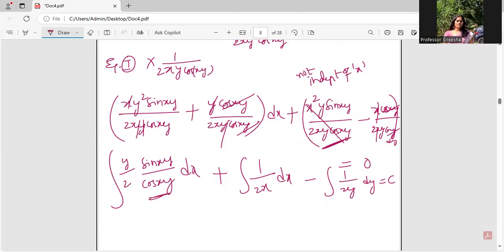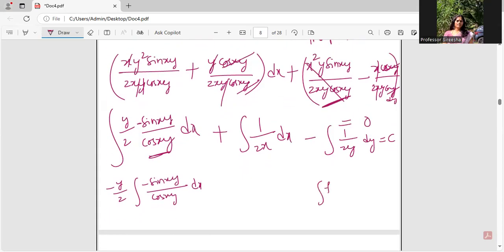This term is like f prime of x by f of x, or this is tan x, right? Okay. So f prime of x by f of x would be what? Log f of x. Of course, the cos derivative would be a minus sign, right? So what I'll be doing, I'll be taking a minus y by 2 out. Minus sin xy is taken in. Cos xy is also taken in. I'll write this formula in case you have forgotten it. Integral f prime of x by f of x. If I make the substitution cos, it is nothing but log x. Okay. So that's what I'll be doing here.